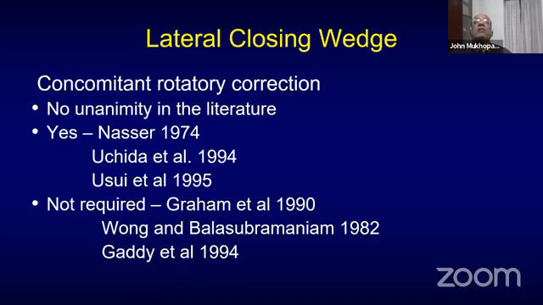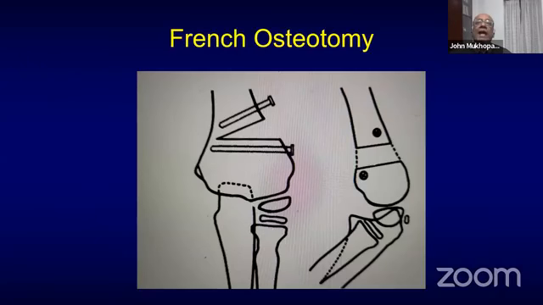Now, you can also do a lateral closing wedge with concomitant rotary correction. Again, there's no unanimity in the literature, and various people say that you should do it, and others say that you do not require the rotatory correction. Interestingly, the French osteotomy actually allowed you to do some rotatory correction, because if you wanted to correct the rotation to some extent, you could put one of your screws back and this one front, and when you corrected it, there was some external rotation of the distal fragment.